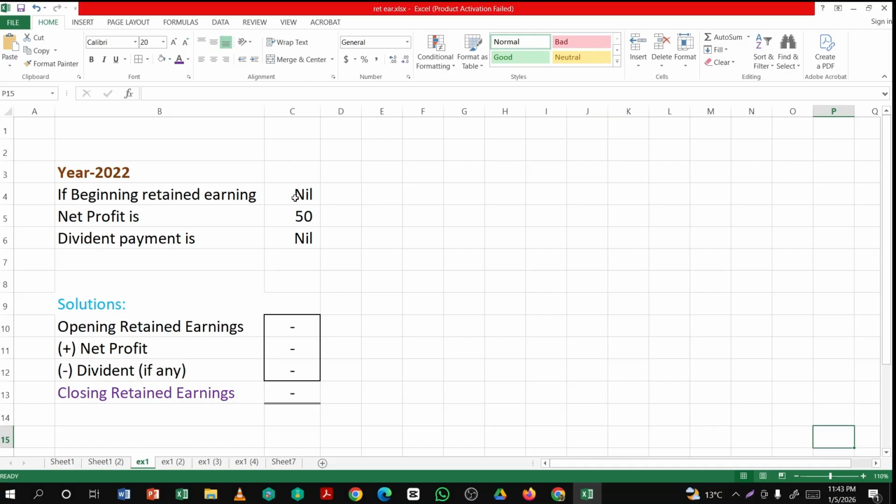Retained earnings calculation example for the year 2022. If beginning retained earnings is nil, net profit is 50, dividend payment is nil, then the solution will be opening retained earnings 0 plus net profit 50 minus dividend, if any, nil. So closing retained earnings will be 50.